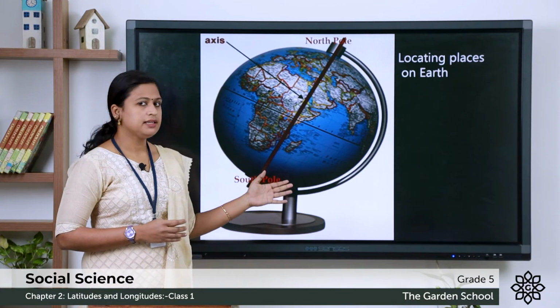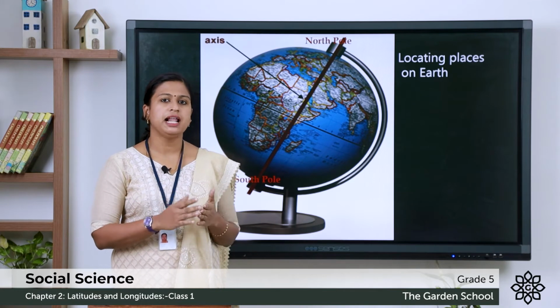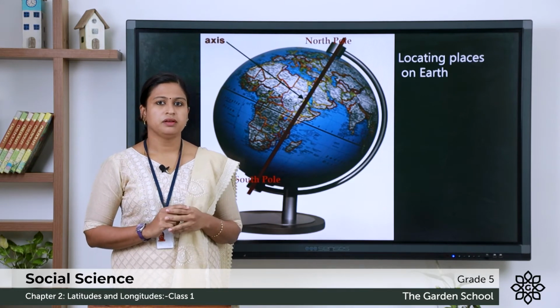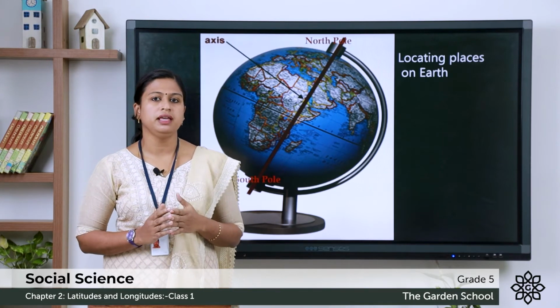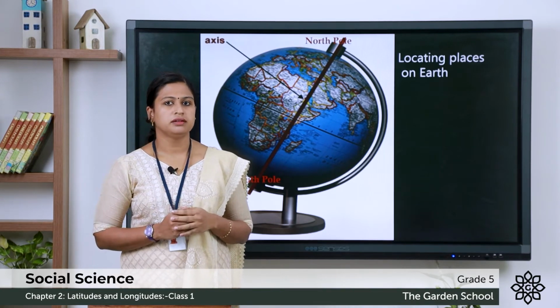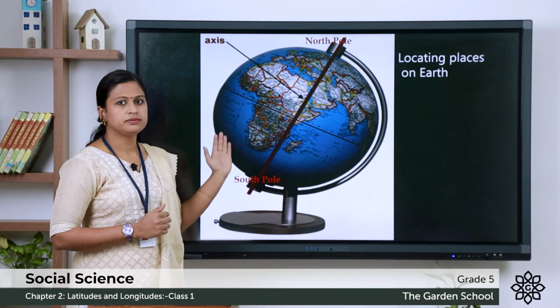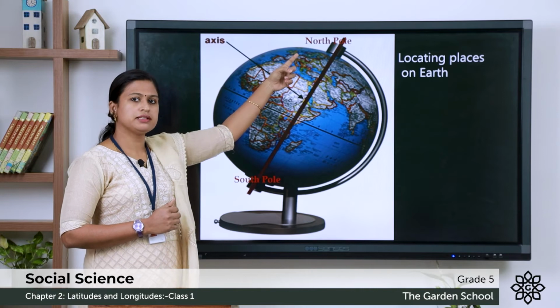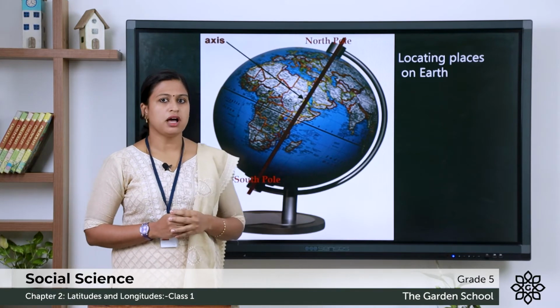Here you can see the globe. A globe has an axle which helps it to spin. Earth also has an imaginary axle. It is known as the axis of the Earth. It has 2 points. The points are poles. The top point is known as the North Pole and the bottom point is known as the South Pole.